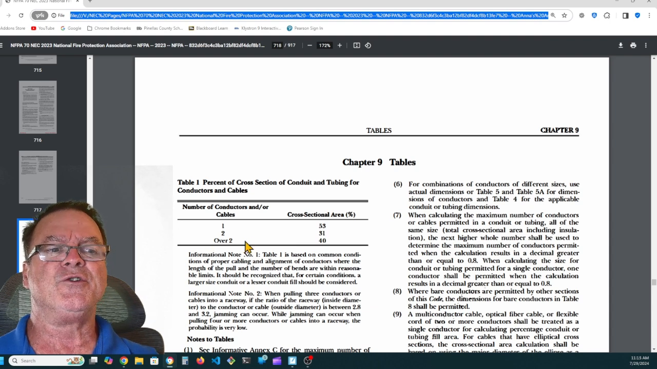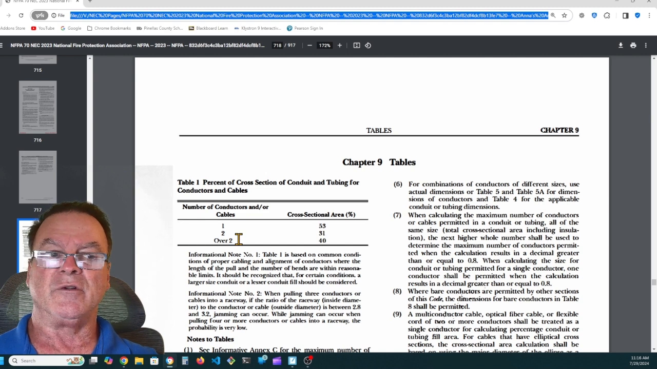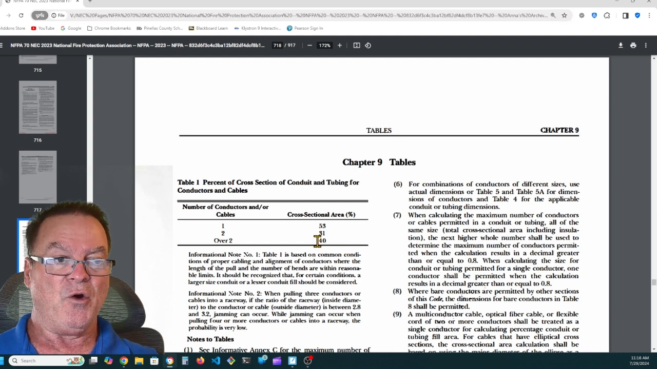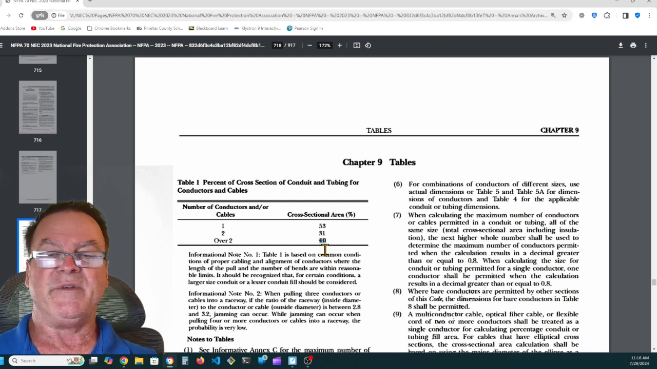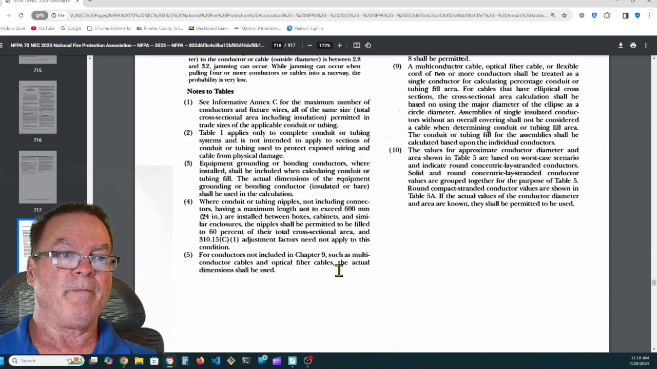If we have over two, and this is usually the case for us electricians because we have a hot, a neutral, and a ground, we go with a 40% fill. So most of the time you're going to be dealing with a 40% fill.